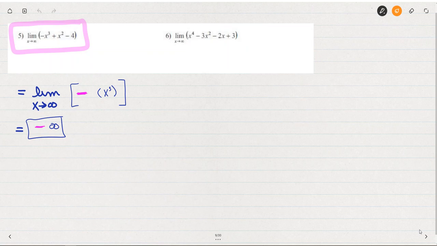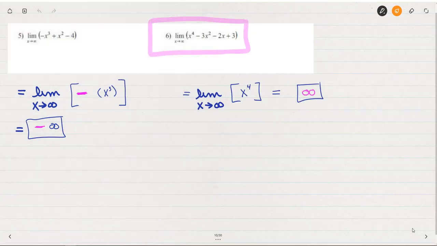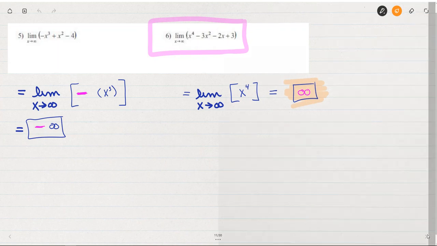The limit of that polynomial is going to be the limit as x approaches infinity of negative, the opposite of x cubed. So the opposite of infinity cubed is the opposite of infinity or negative infinity. And then for number 6, when I replace the x with an infinity, we've got infinity to the 4th power. The answer is just infinity again.